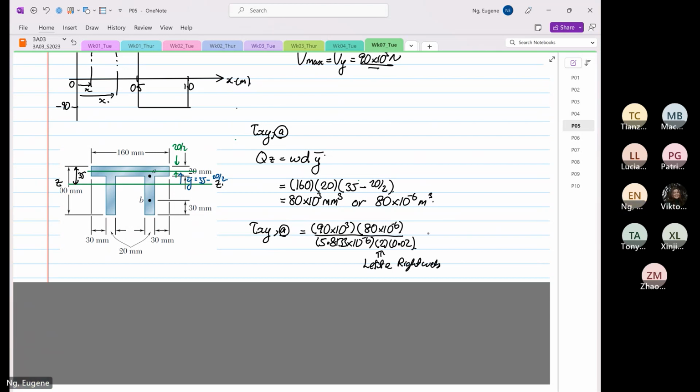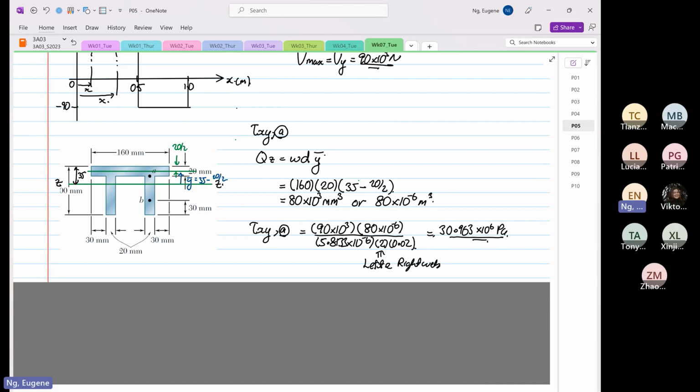webs. So this will be equal to 90 times 10 to the power 3 times 80 times 10 to the power minus 6, divided by 5.8133 times 10 to the power minus 6, divided by 2 times 0.02, which is equal to 30.963 times 10 to the power 6 Pascal. Okay, so this is straightforward.